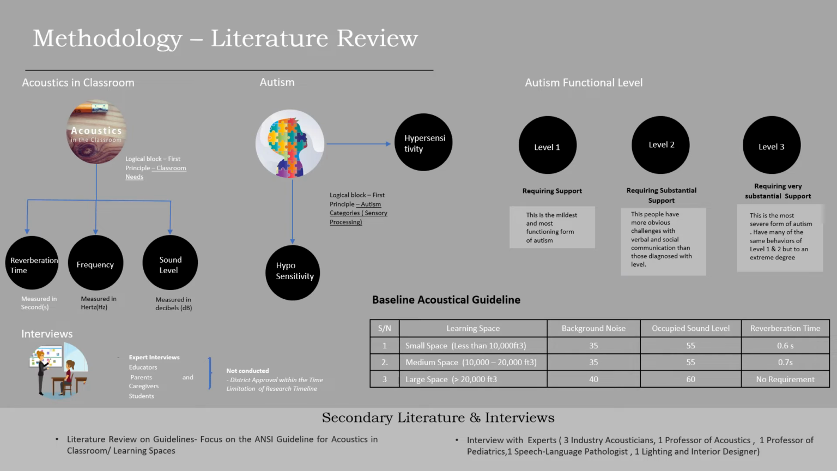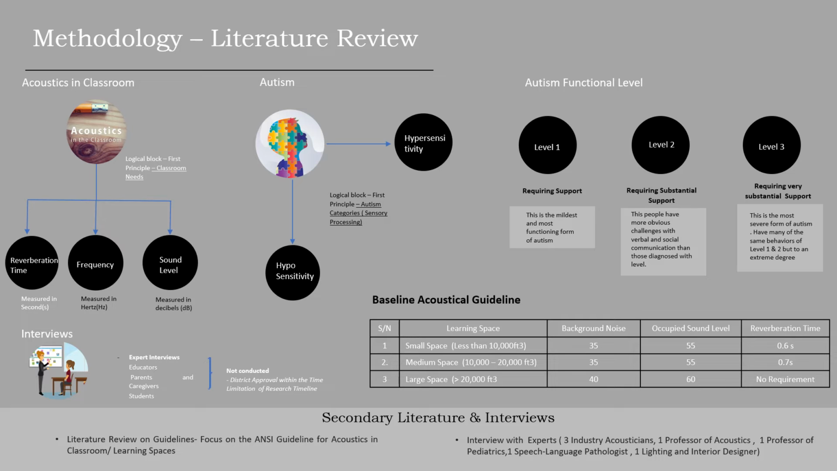Giving a glimpse into the logical blocks that were created, first was acoustics in classroom. What factors were important? Though there were other important factors, three major factors were really considered: the reverberation time measured in seconds, the frequency measured in hertz, and the sound level measured in decibels. Other factors like vibration, especially in different environments, were also considered. But these were the three major ones considered for this research.